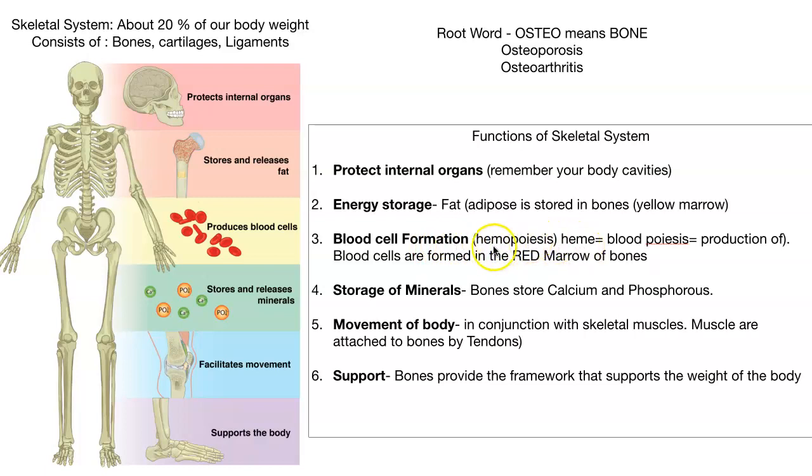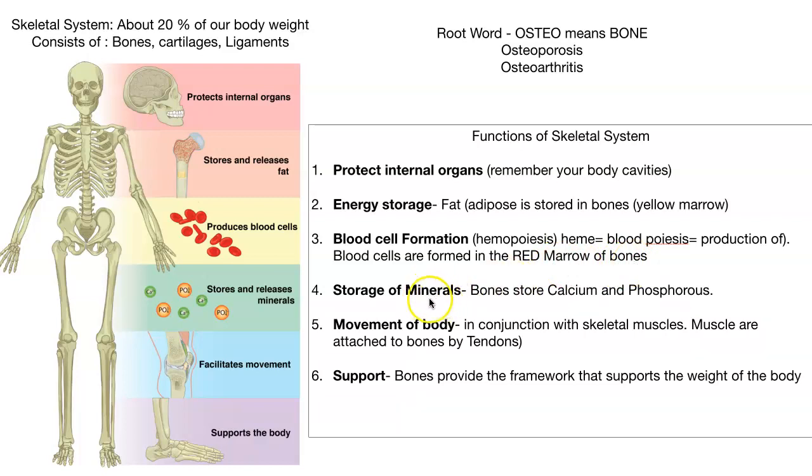Hemopoiesis. There's another root word. Heme. That means blood, like hematology. That would be the study of blood. Hemopoiesis. Poiesis means production of. So hemopoiesis, production of blood. So the blood cells, we're talking about red blood cells, white blood cells, and our platelets are formed in the red marrow of bone.